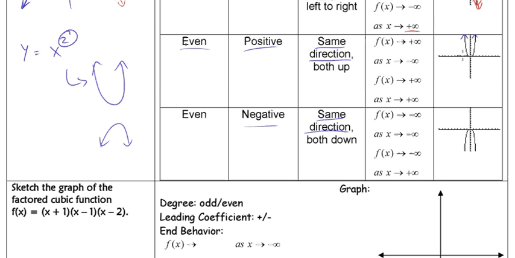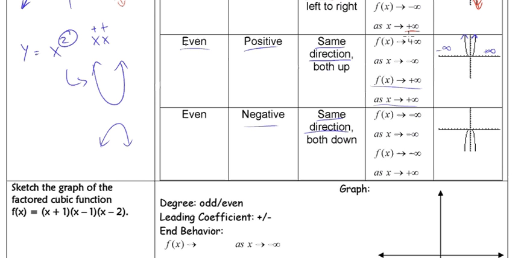As x gets more and more negative, so it heads farther and farther left, that value gets squared. This is really x times x, so even if they're both negative values, once I multiply them together, I get a positive. So as x gets more negative, y gets more positive. On the other side, as x is more and more positive, those positive numbers get multiplied together, they get bigger and bigger, and as you head towards positive infinity, y also heads towards positive infinity.